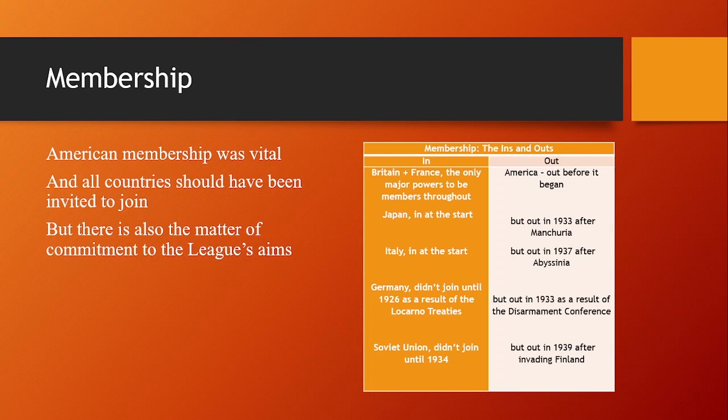And so this leads us to membership and non-membership. And yes, America's non-membership was incredibly important. And that Germany and Russia only joined later is very important too. But I think the key thing to focus on is the general lack of commitment within the League. France only saw the League as a means to protect itself against Germany, and even then didn't see how the League could best do that. For example, by standing firm in the Manchurian and Abyssinian crises.